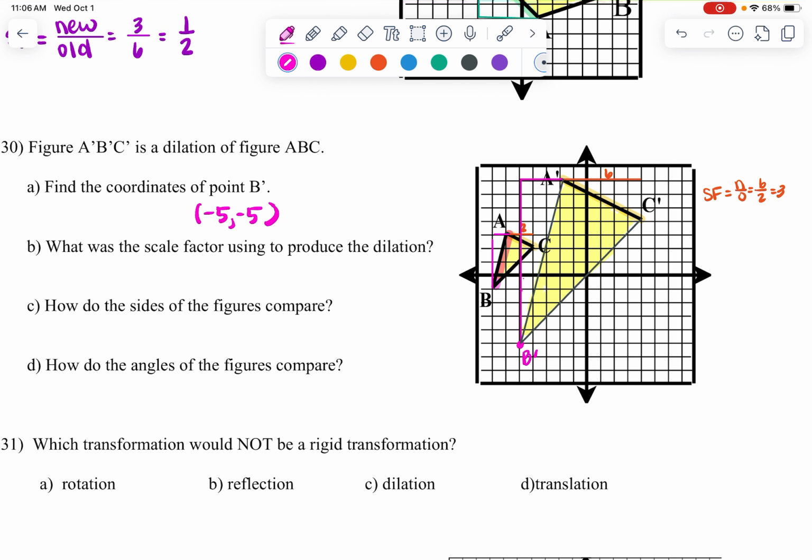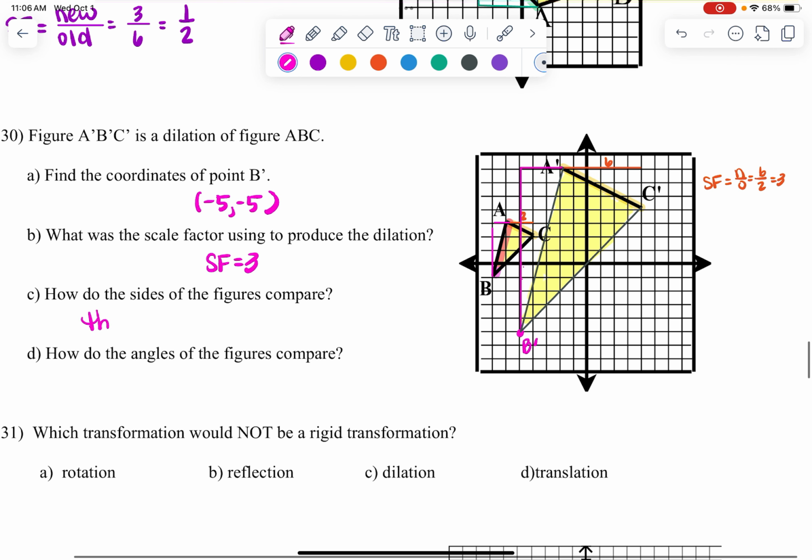What was the scale factor? 3. We already talked about that. How do the sides of the figures compare? They are proportional.